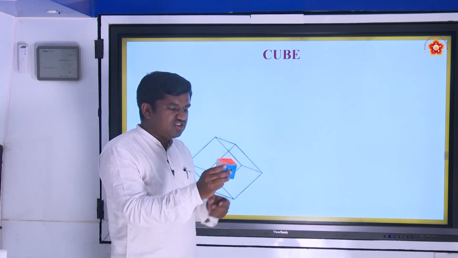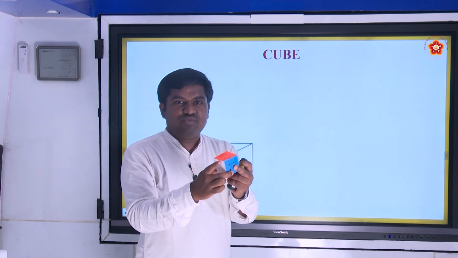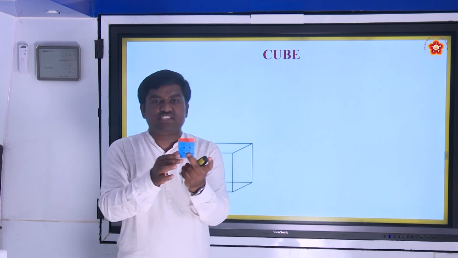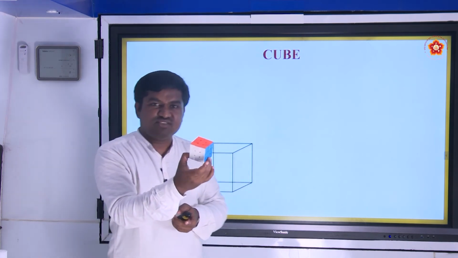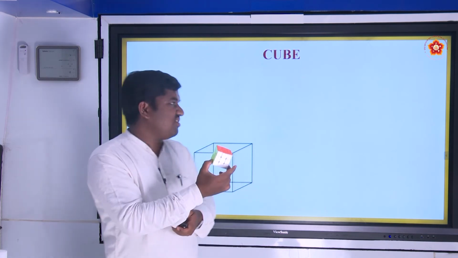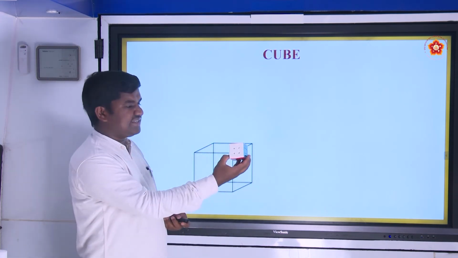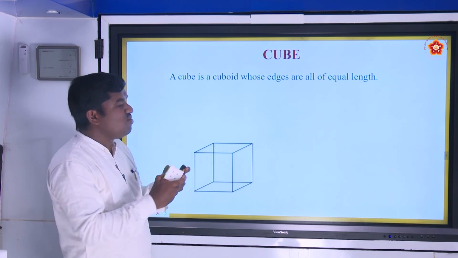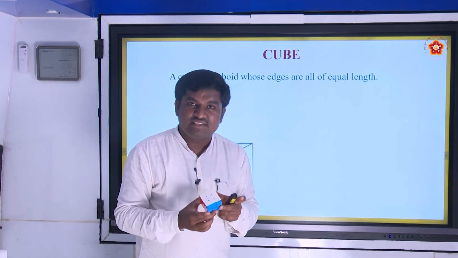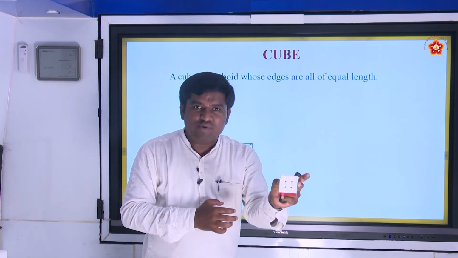You all may not know about this cube. This is called a Rubik's cube. Are you playing with this? Yes. Very good. So this is called a cube. A cube is a cuboid. Yes, this is a cuboid.